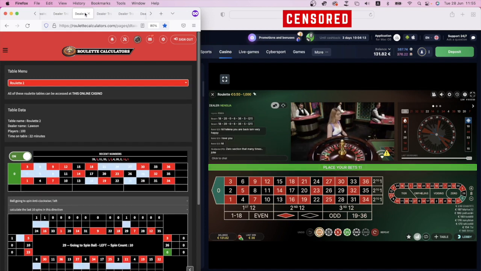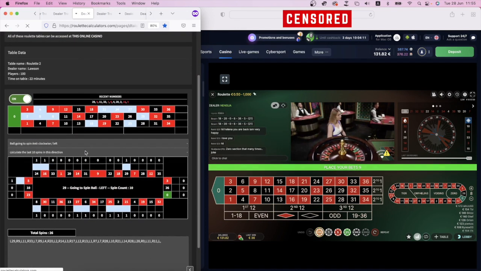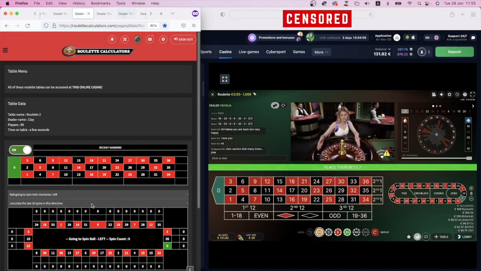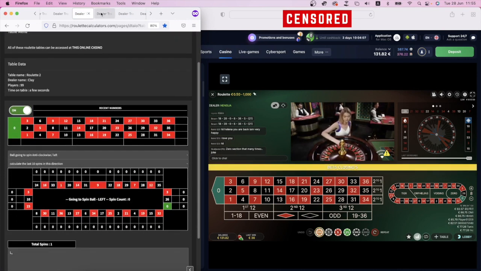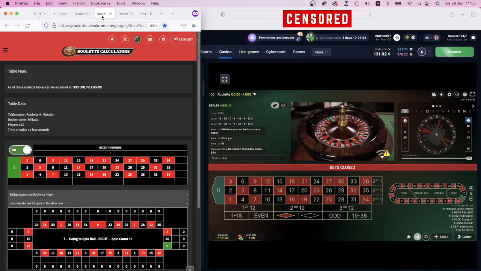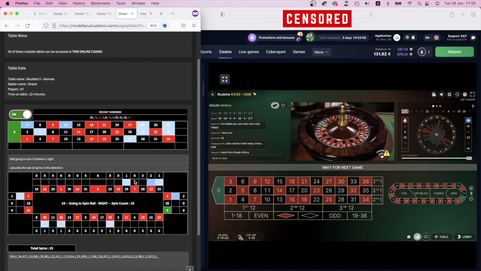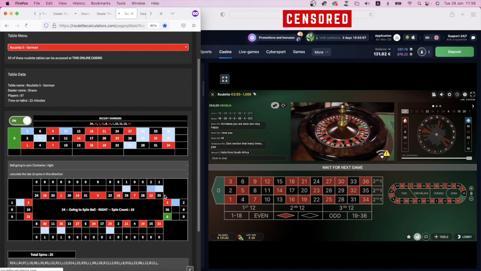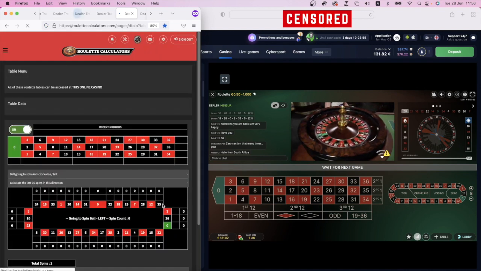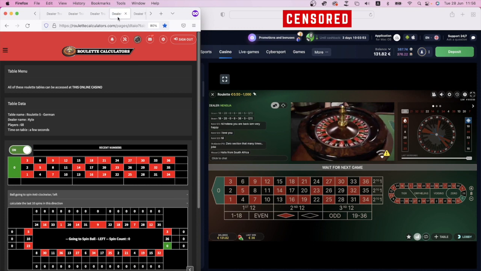It looks like there's been a dealer change on quite a few tables. This one's looking okay actually, although it just happened to be a dealer change. So what time is it? It's 11:55. So yeah, we're getting all of the dealer changes now. Roulette German, there's 2 sections I can see between 29 and 3 there. That's nice and grouped. Again, dealer change.